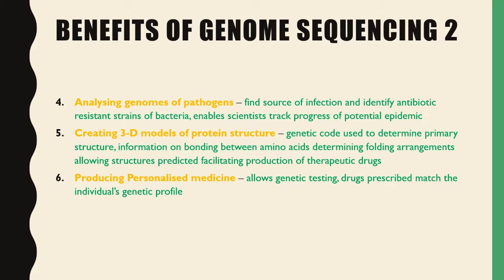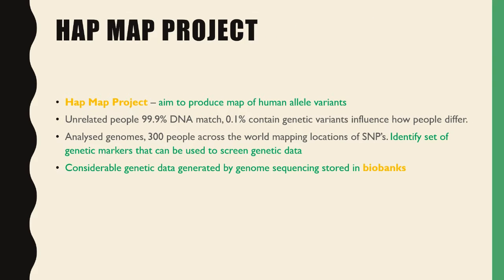You can create 3D models of protein structure, because the genetic code can be used to determine the primary structure, and information on the bonding between the amino acids will determine the folding arrangements, which then allows structures to be predicted, facilitating the production of therapeutic drugs. And finally, it allows you to produce personalized medicine, as it allows genetic testing, and drugs can be prescribed to match the individual's genetic profile.